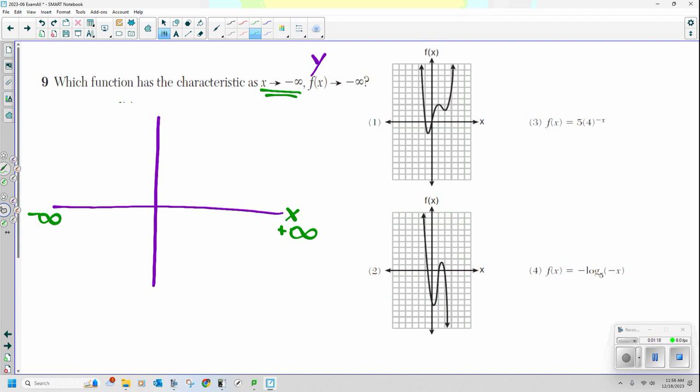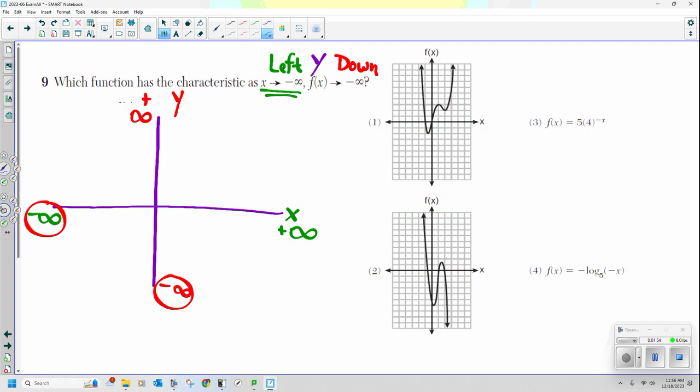So when they say as x goes to negative infinity, they're really saying as the graph goes to the left, is it going up or down? On my y-axis, the positives are up. So if I go up forever, that's toward positive infinity. But going down forever would be negative infinity. So they're saying as x goes to the left, y goes down. So which graph out of the options goes to the left and down?